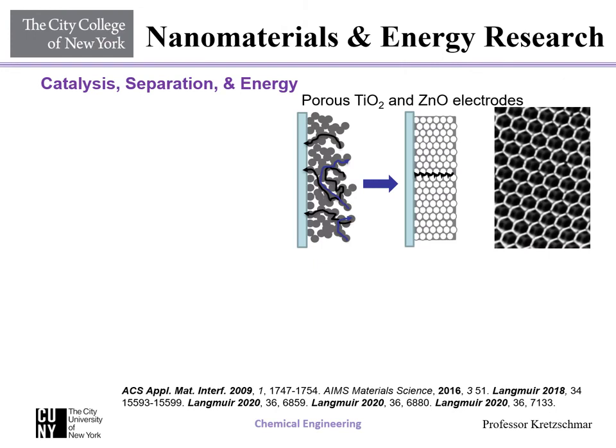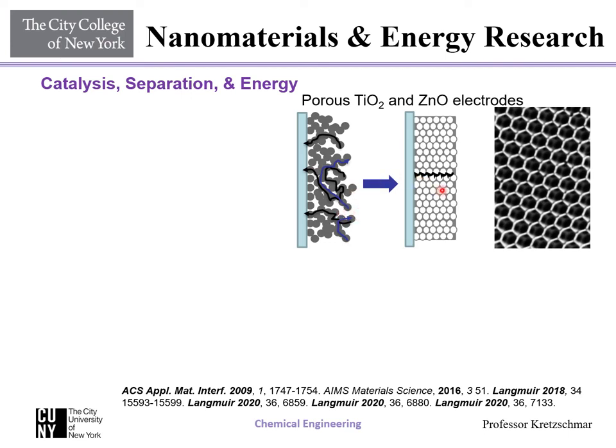This leads me to the second area of research that we're interested in, and that is nanomaterials and energy research. You will see that Janus particles play a role here as well. But initially we looked at dye-sensitized solar cells, and here we studied the following problem. Dye-sensitized solar cells usually have porous titanium dioxide and zinc oxide electrodes that are made of nanoparticles. The problem with these electrodes is that the electron pathway is very tortuous, and very often electrons don't even make it to the collecting electrodes.